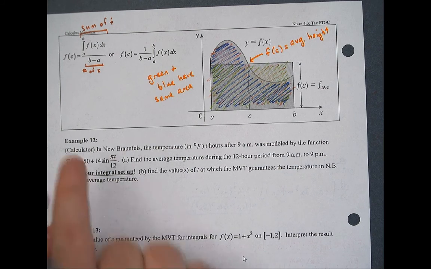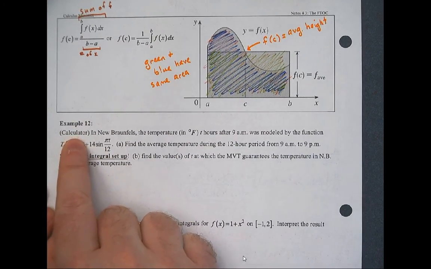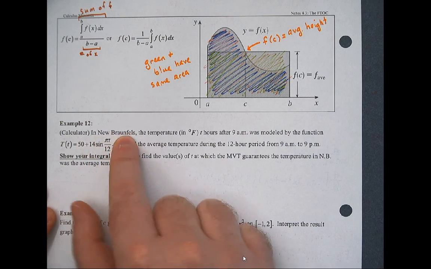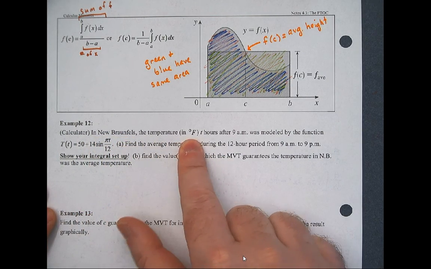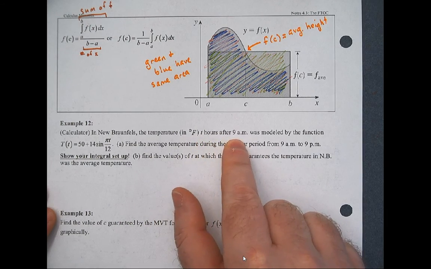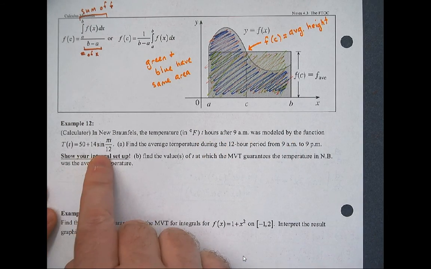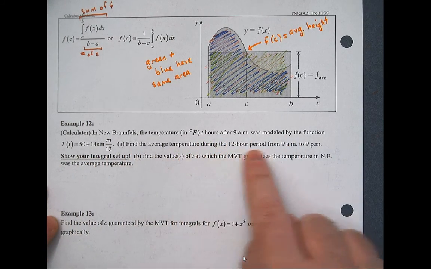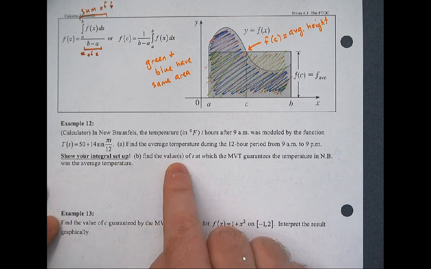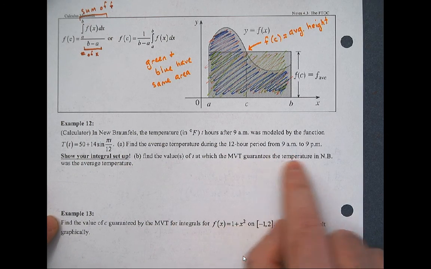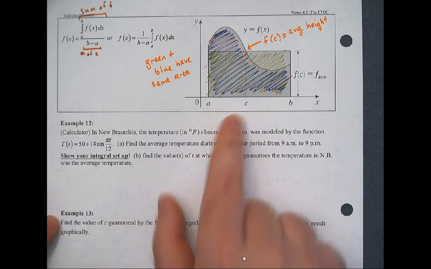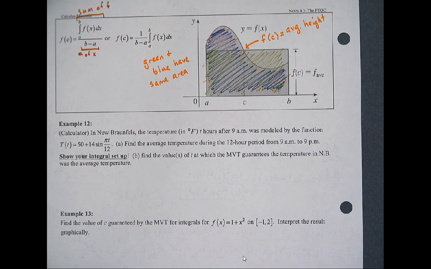Okay, so yay, yes, I always like to see that. In New Braunfels, I don't know where that is. The temperature in degrees Fahrenheit, t hours after 9 a.m. was modeled by the function blah, blah, blah. Find the average temperature during the 12-hour period, and then find the values of t such that, meaning actually go figure out what that c value is. So we'll get back to that in a minute.